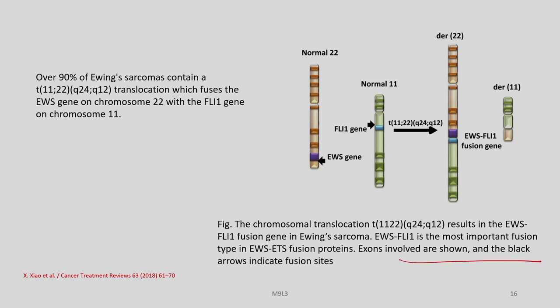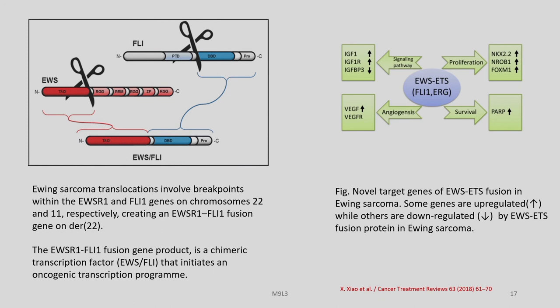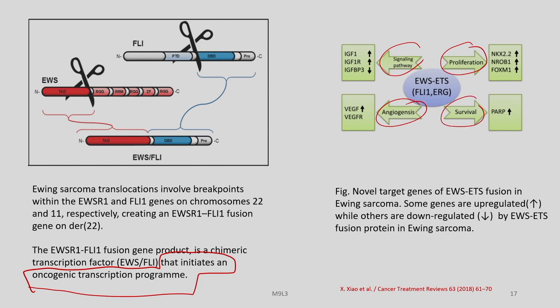Exons involved are shown, and the black arrows indicate the fusion sites in this picture. So, the Ewing sarcoma translocation involves breakpoints within the EWSR1 and FLI1 genes on chromosomes 22 and 11 respectively, which creates an EWSR1-FLI1 fusion gene on derivative chromosome 22. The EWSR1-FLI1 fusion gene product is a chimeric transcription factor, EWS-FLI1, that initiates an oncogenic transcription program. So, this is the EWS-ETS, FLI1, ERG. So, you can see impacting signaling pathways, proliferation, then angiogenesis as well as survival.